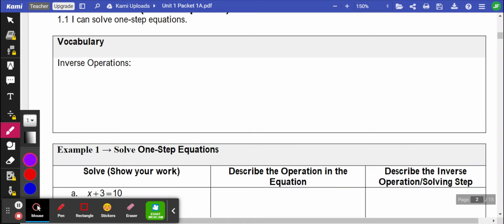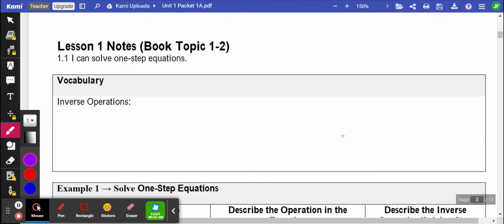Hello, today we're going to talk about how to solve one-step equations, which is lesson 1.1 here at BHS. It is your book topic 1-2, which is combined with some other equations like two-step equations.